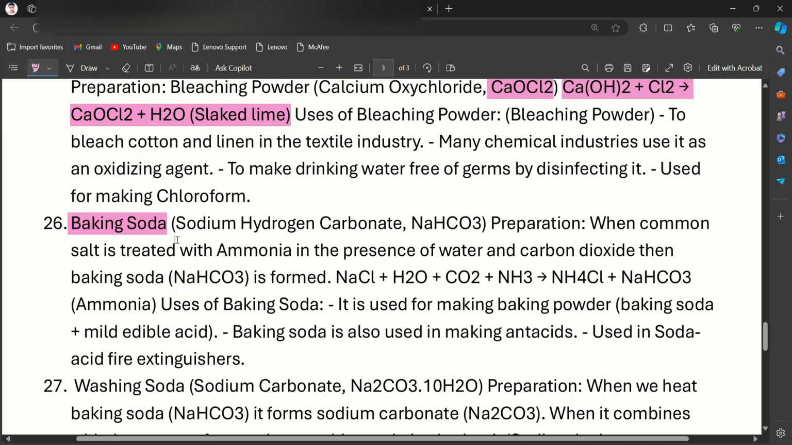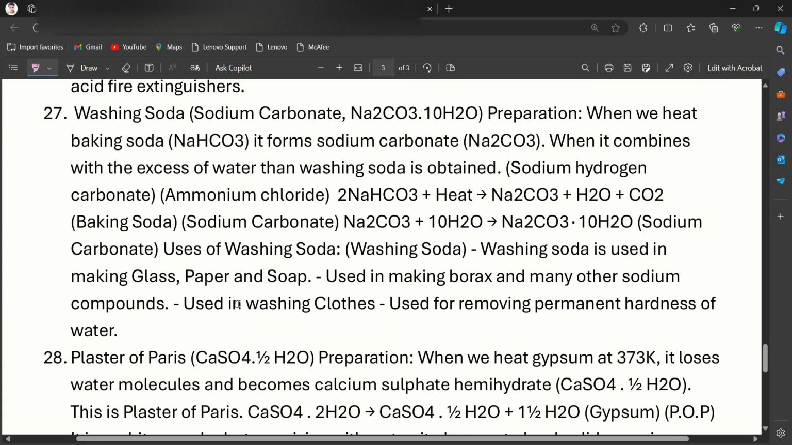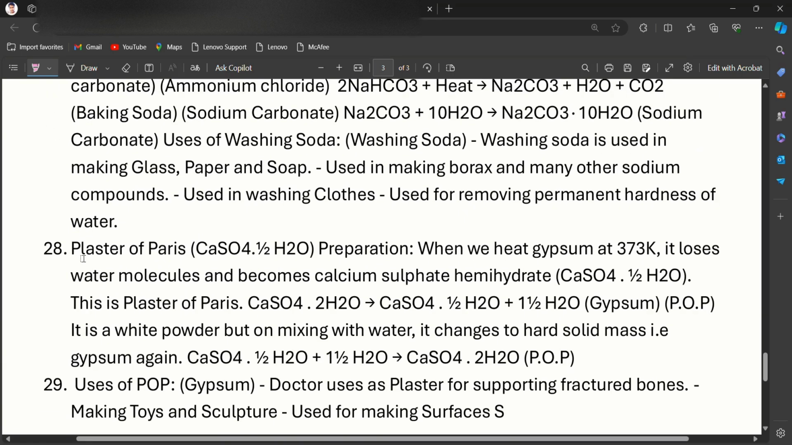And simply baking soda, मतलब खाने वाला सोडा जो नहीं होता, baking soda, sodium hydrogen carbonate. Preparation: simply when common salt is treated with ammonia in the presence of water and carbon dioxide, then baking soda is formed. NaCl plus H2O plus CO2 plus NH3 gives NH4Cl plus NaHCO3. Uses of baking soda. Simply these are the methods.